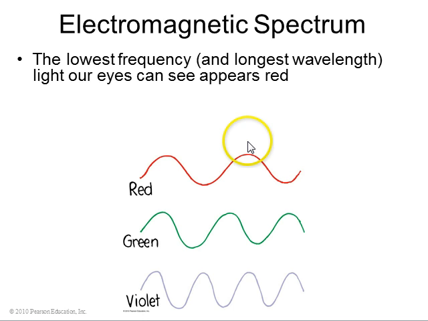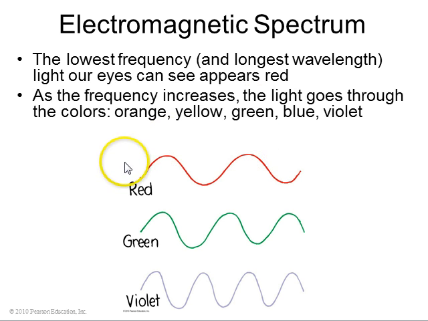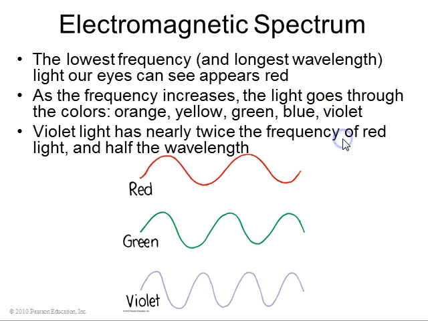So in terms of light, the lowest frequency and therefore longest wavelength light our eyes are sensitive to appears red. As you increase the frequency from red, you go through orange, yellow, green, blue, and violet is the highest frequency light that our eyes are sensitive to. And violet has about twice the frequency of red light and about half the wavelength.